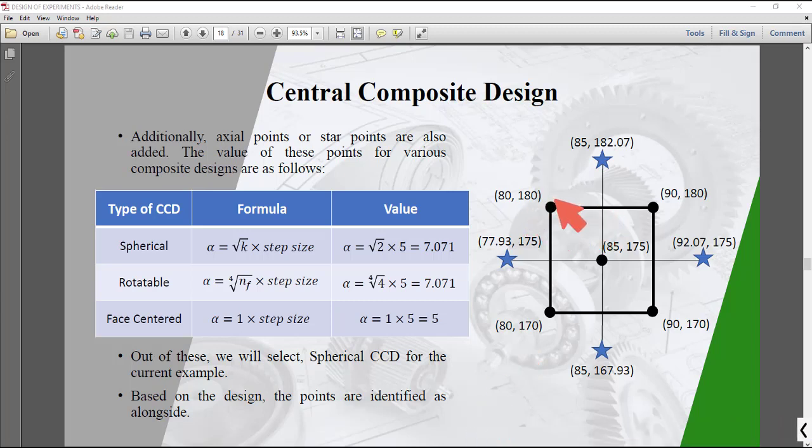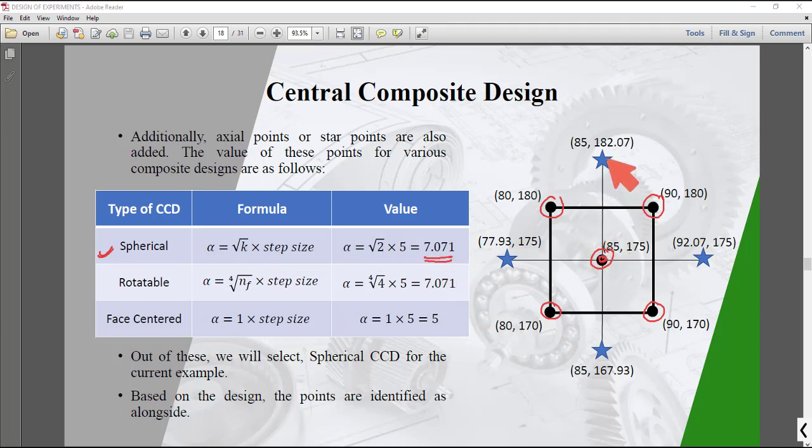See over here, this is the central run. These are your factorial runs. You have to do your axial runs. What is the formula for axial runs? We are selecting spherical. Spherical is the most commonly used kind of central composite design, but you can use any of the three. We are going for spherical. What is the formula of alpha for spherical? Square root of k into step size, where k is the number of factors. So I write square root of 2 into 5, which is 7.071, right?